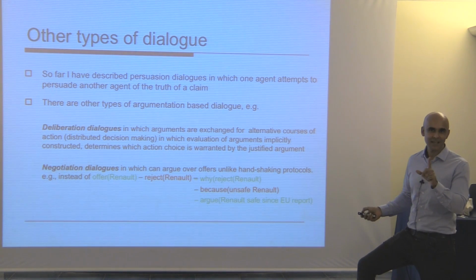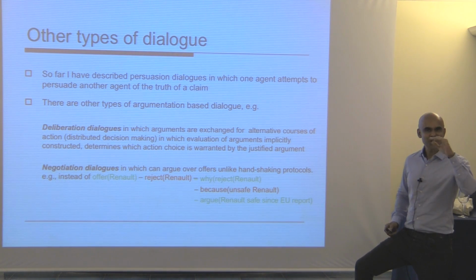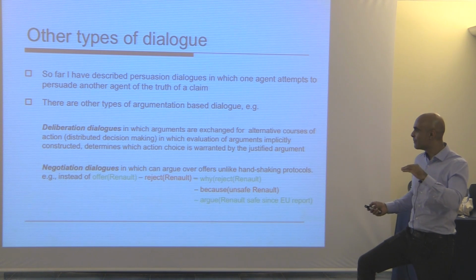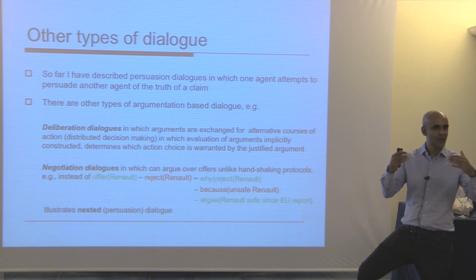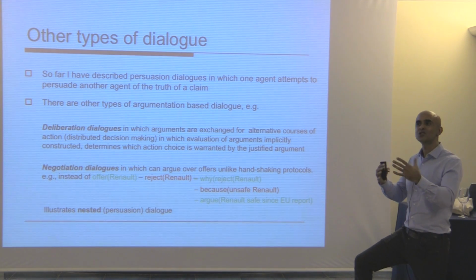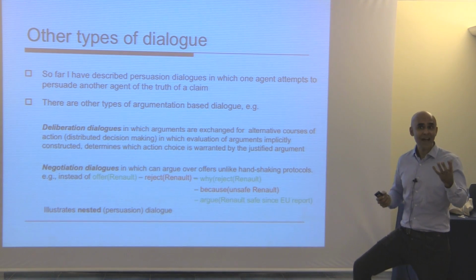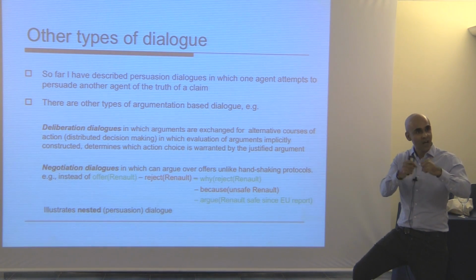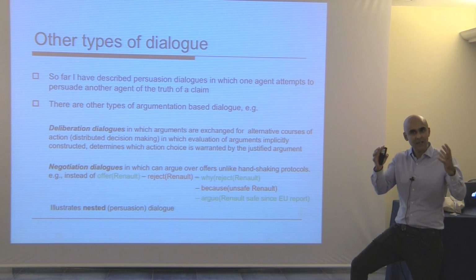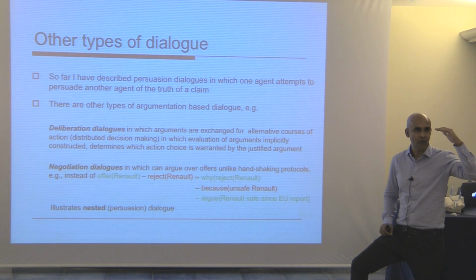Also notice in this case that we are transitioning to a kind of embedded or nested persuasion dialogue. You start with a negotiation dialogue, and then one agent tries to persuade the other that in fact Renaults are safe. So there's a whole lot of work on transitioning dialogue types, beginning with a top-level dialogue for negotiation, then a nested persuasion dialogue.